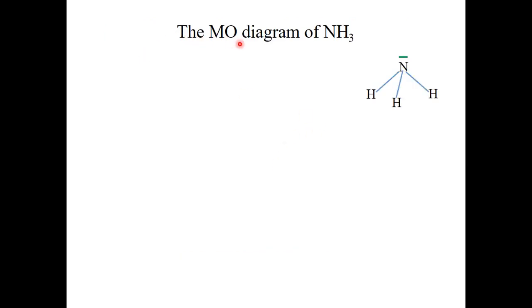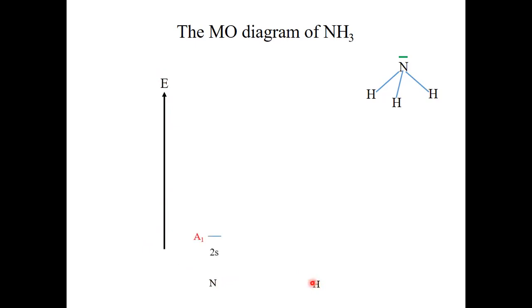All right, so let's do this. Let's construct the molecular orbital diagram for NH3. So the first step is always write an arrow and label it E for energy, so we construct the molecular orbitals according to energy. So we write the central atom on the left side here and the ligand atoms here on the right side.